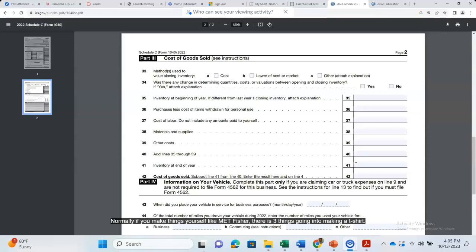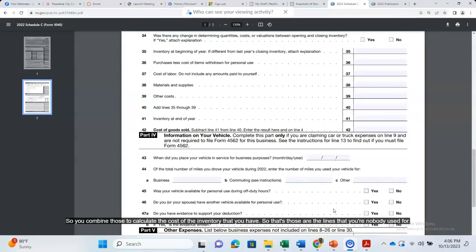Normally, if you make things yourself, like a t-shirt, there are 3 things going into making a t-shirt: material, which is fabric or whatever it is, labor cost, and overhead. You combine those to calculate the cost of the inventory that you have. So those are the lines that you normally use for calculation of cost of goods.